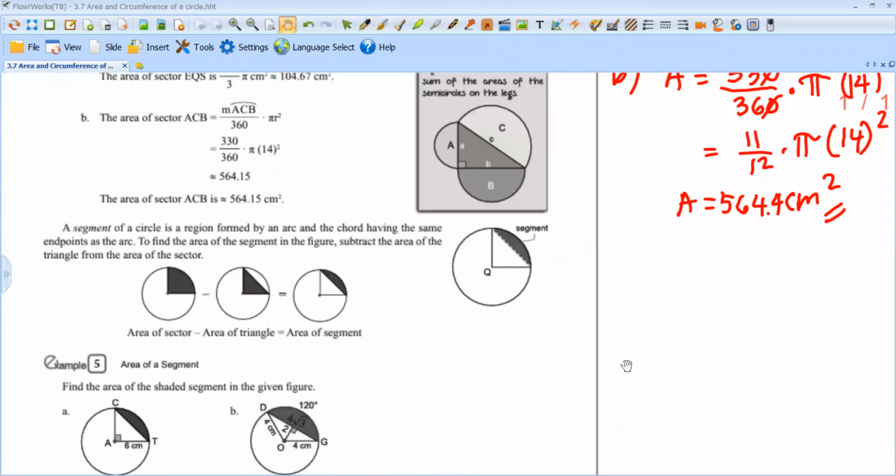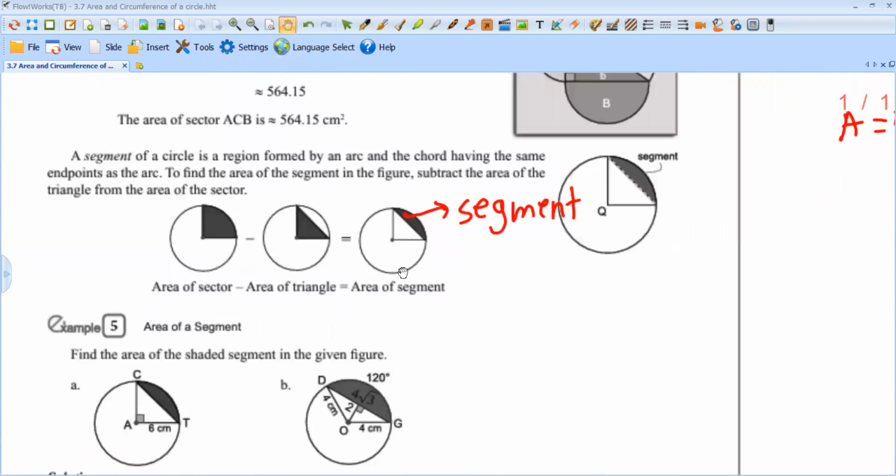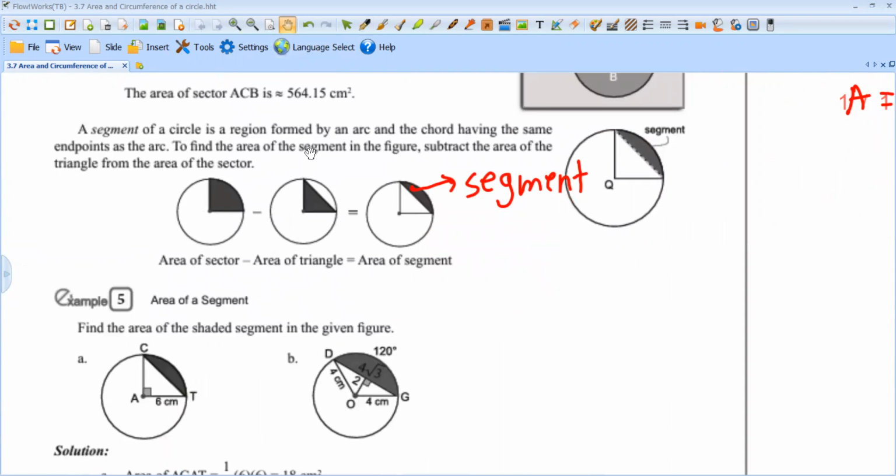So look at this. A segment. A segment of a circle is a region formed by an arc and the chord having the same endpoints as the arc. To find the area of the segment, you subtract the area of the triangle from the area of the sector. So this is the segment. This part is the segment. Okay? That is the segment of the circle. So area of the sector minus area of the triangle, that is the segment. Let us try number 5A. What is the area of the triangle, by the way?